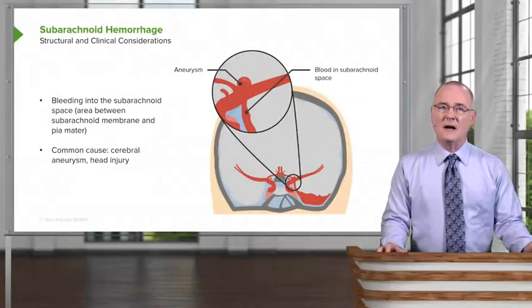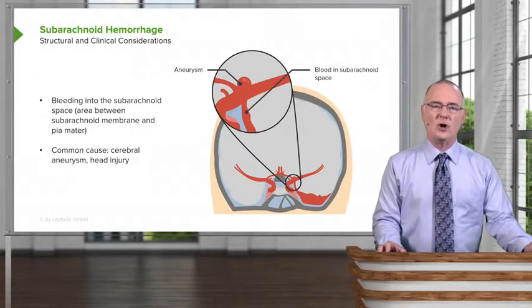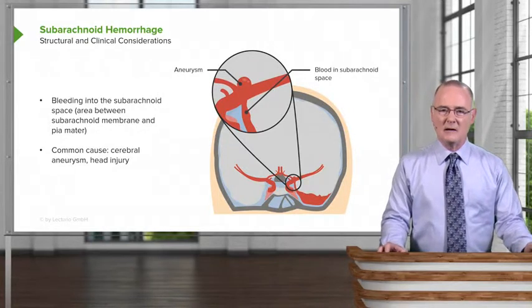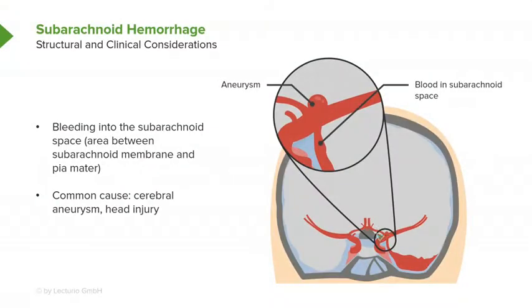The most common cause of a subarachnoid hemorrhage is going to be a cerebral aneurysm. However, head trauma or head injury can also result in a subarachnoid hemorrhage. And in this illustration, we are showing the circle of Willis. We see a little dilatation right in through here within the circle of Willis.